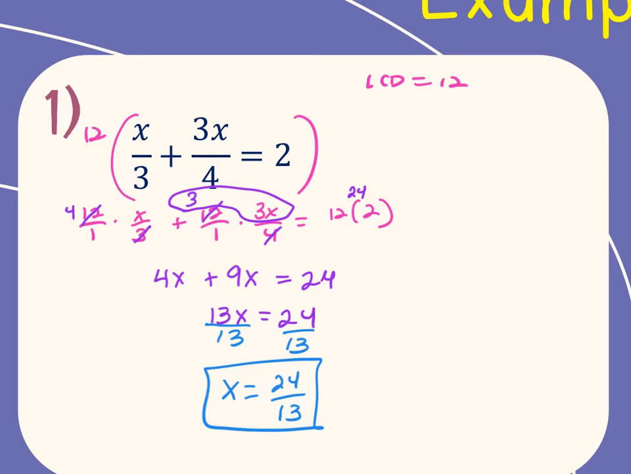And again, if there was a variable in the bottom, I'd make sure when I plug that back into the bottom, it doesn't give me 0, but right now there's not a variable in the bottom.